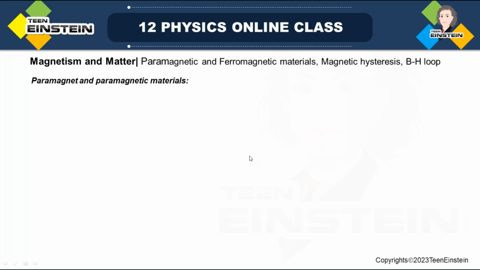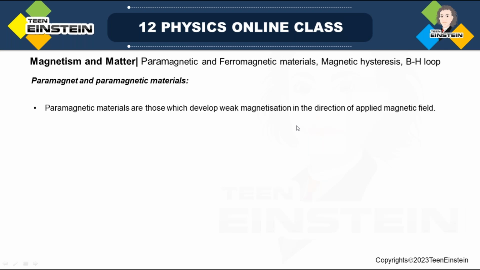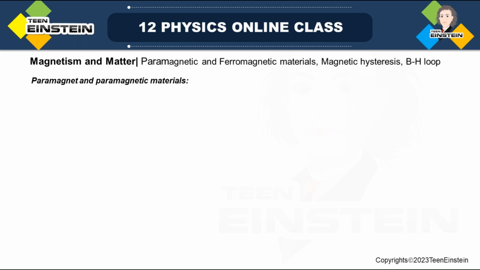Very good evening, students. Today we will be completing this chapter by discussing very important topics. What is paramagnet or paramagnetic materials? What are the origins of paramagnetism, and magnetic hysteresis, BH loop, soft and hard magnetic material, their uses, etc. Okay, so first of all, let us discuss paramagnet and its origin and some of its examples.